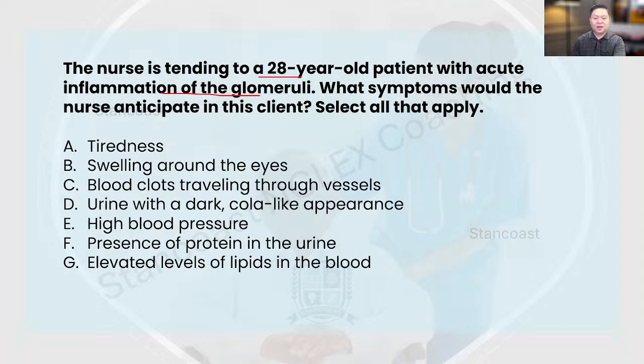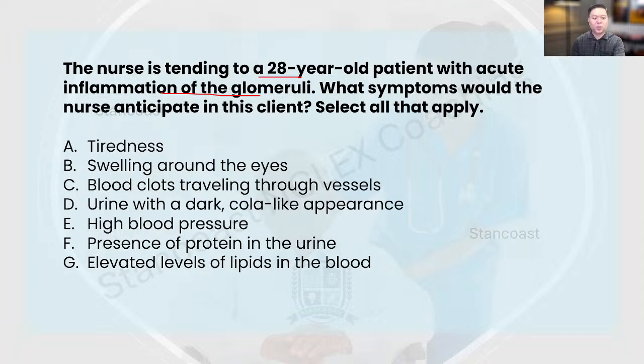So options here are A, tiredness. B, we have swelling around the eyes, or this could refer to the periorbital edema, right around the eyes, puffiness around the eyes. C, is it blood clots traveling through the vessels? Letter D, urine with a dark cola-like appearance. Letter E, high blood pressure. And F, presence of protein in the urine. And then G, elevated levels of lipids in the blood.